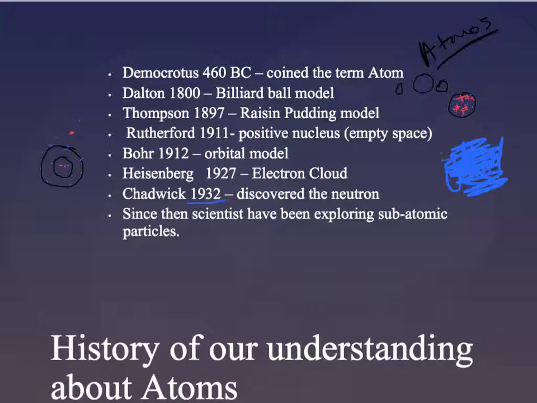Now, in 1932, Chadwick discovered the neutron. And the neutron is important because it helps to explain what we find in our nucleus, which is that we have these positively charged particles. Well, naturally, positively charged particles wish to repel each other. So the neutrons, or the neutrally charged, could possibly act like a glue, but they also explained the different masses or isotopes that we find in different atoms. Now, since then, scientists have been exploring subatomic particles.